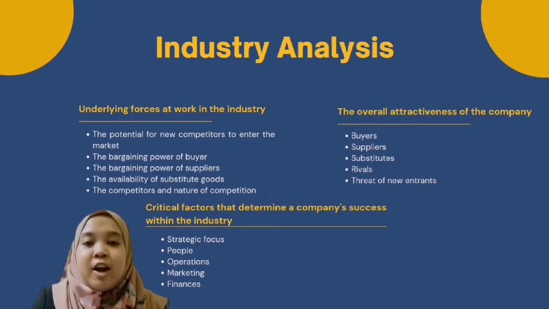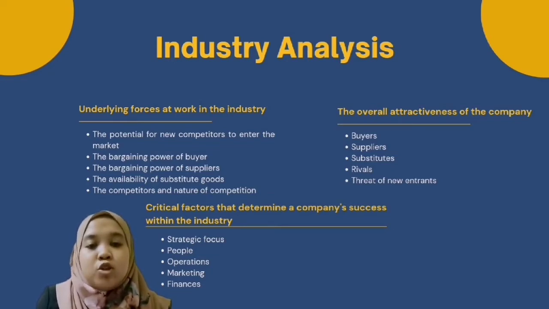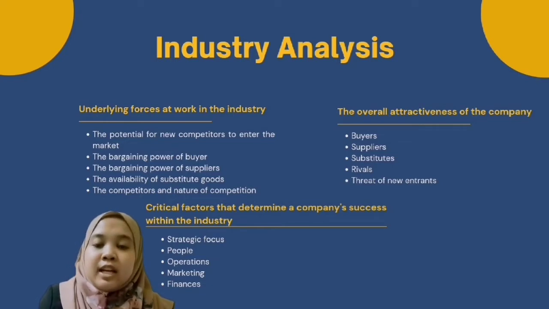Finally, the last major element of industry analysis is the critical factors that determine a company's success within the industry. To become successful, there are five success factors. The first one is strategy focus, which contains leadership, management, planning. Second is people, which contains personnel, staff, learning, development. Third is operation, which contains processes and work. Next is marketing, which contains customer relations, sales and responsiveness. And lastly is finance, which contains assets, facilities and equipment.